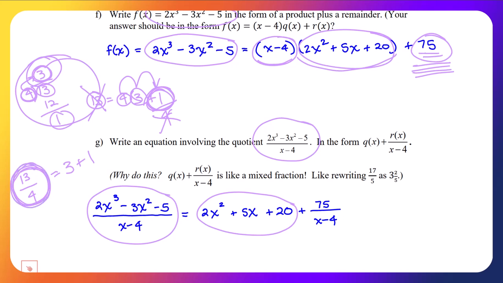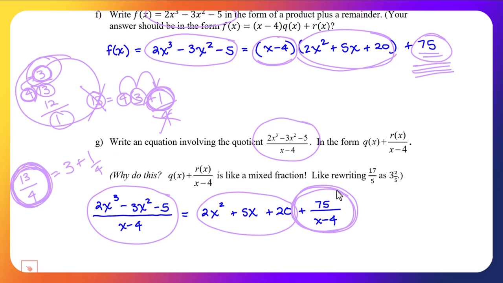This fraction is 3 plus 1/4. Isn't it? It's 3 and 1/4. And that's the same thing we're doing here. We're adding the remainder as a fraction.